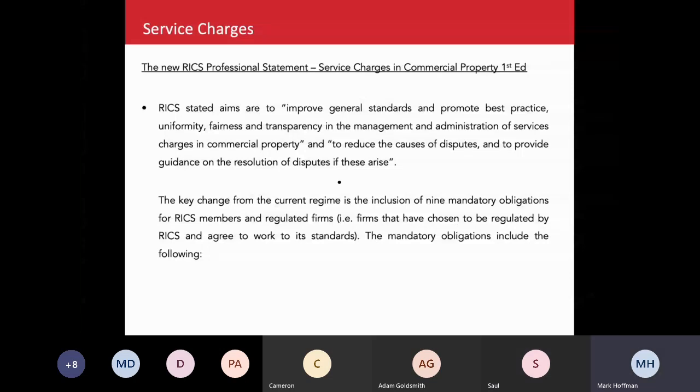Then we have CRAR, commercial rent arrears recovery. Then we have statutory demand, surrender, and ultimately forfeiture. Okay, now we move on to service charge.